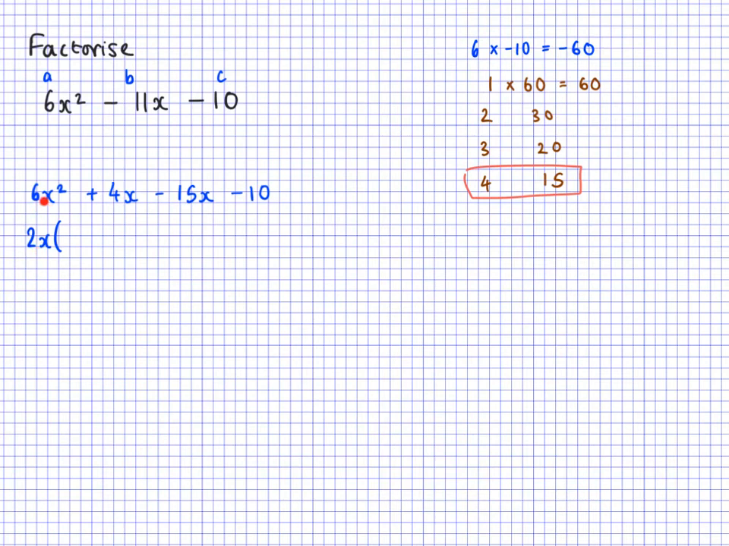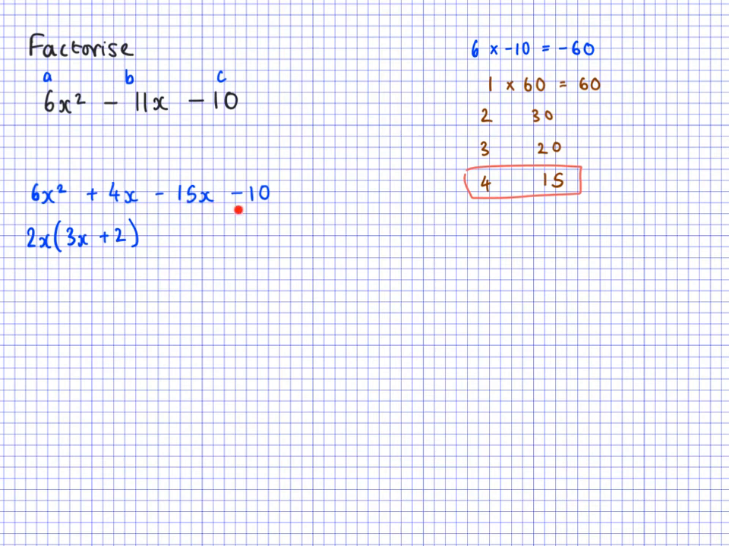2x times what will give me 6x squared? So 2x times 3x will give me 6x squared. So 3x goes here. And 2x times what will give me 4x? So that will be just plus 2. Plus 2. And let's just check. So 2x times 3x is 6x squared. 2x times 2 is 4x. Okay? And now I need to do this bit.